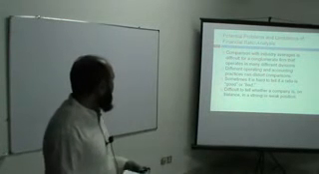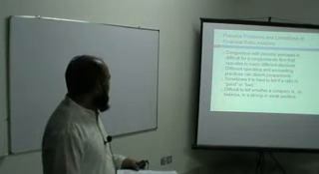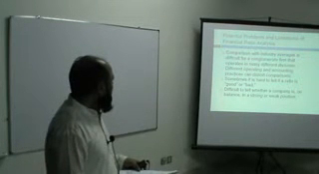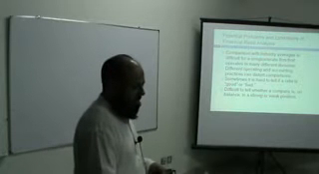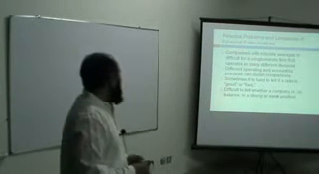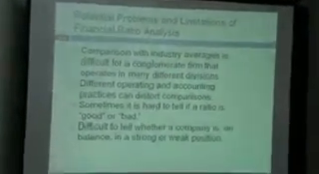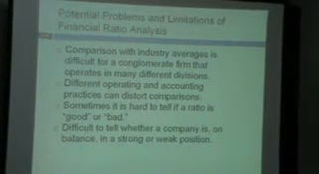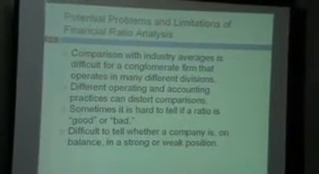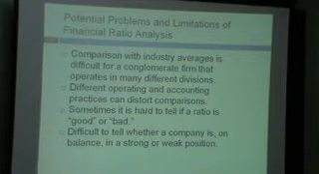Now again, the point that we wanted to discuss is the potential problems and limitations of ratio analysis. Some of them are listed in these notes and some are mentioned on these slides. Comparison with industry averages is difficult for a conglomerate firm that operates in many different divisions. It is possible that a company has many divisions or is operating in diversified industries. So how is it possible for you to compare that company's performance with the industry average?